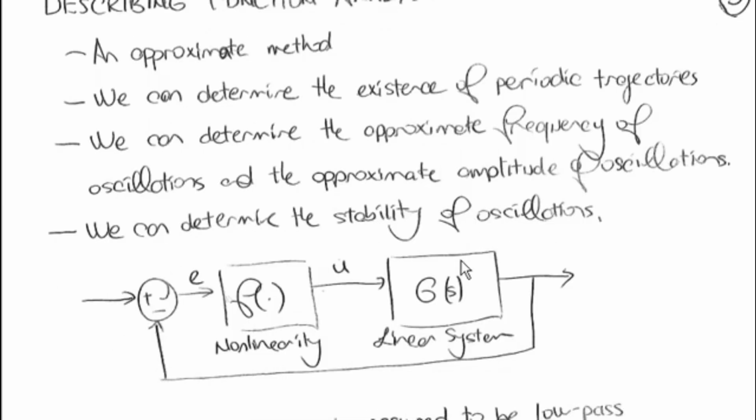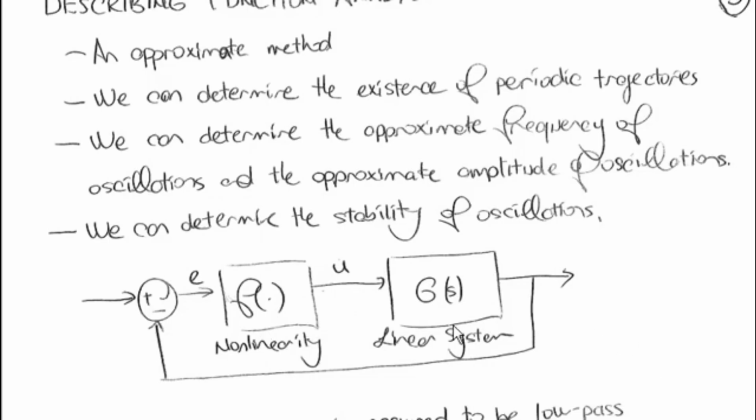So in describing function analysis, we have a feedback system given in this form. In this case, a nonlinearity is connected with a linear system. So because of the nonlinearity, the overall system is actually a nonlinear system.